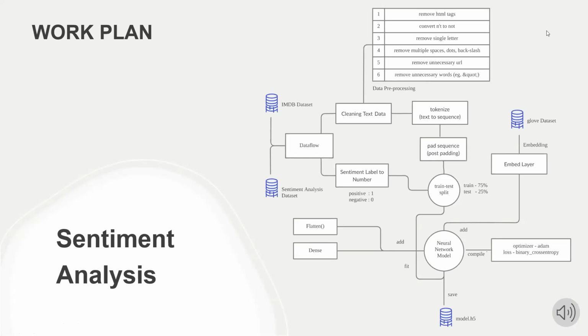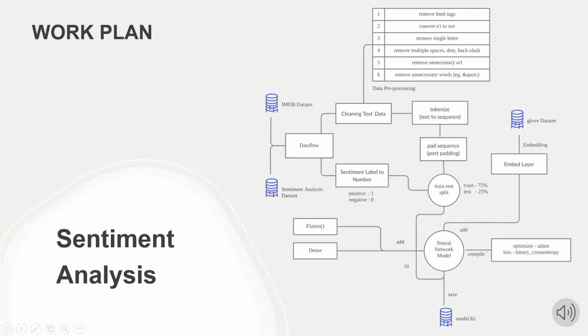And of course, here we can see that we have labeled our sentiment, positive as 1 and negative as 0. And our train and test split was in the ratio 1:3. And after that, we fed it to our neural network models to train.